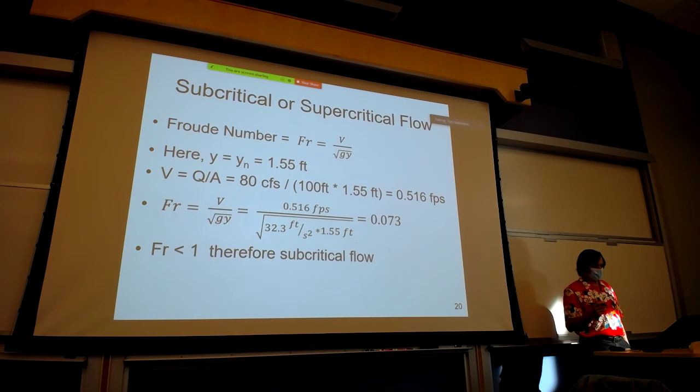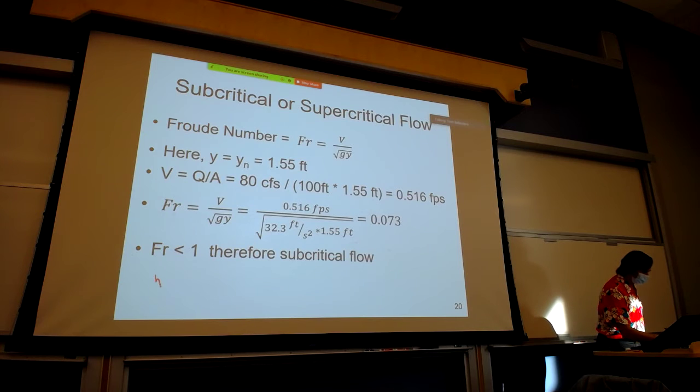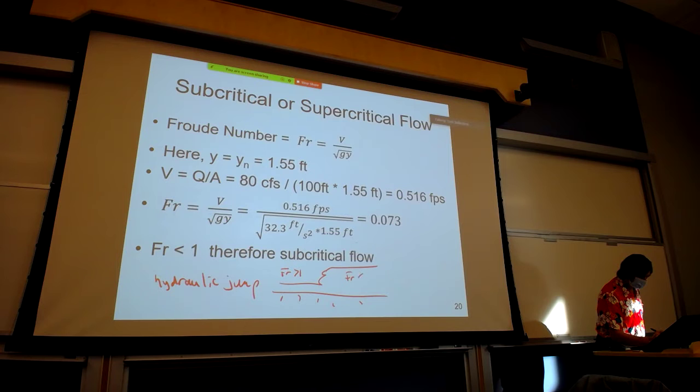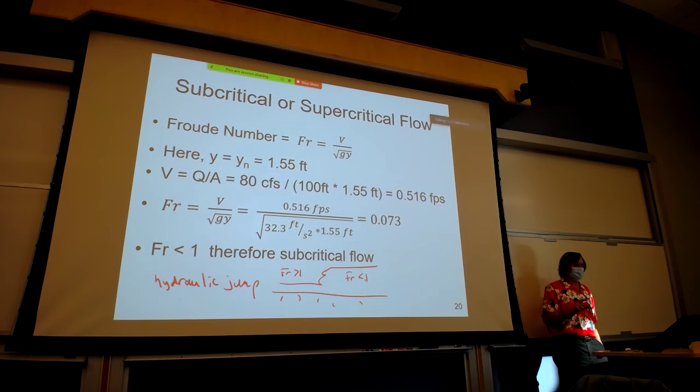For the hydraulic jump, if you recall, you had a horizontal bed in the lab, and you went from supercritical to subcritical. For the sluice gate, you did just the opposite. You went from subcritical to supercritical.